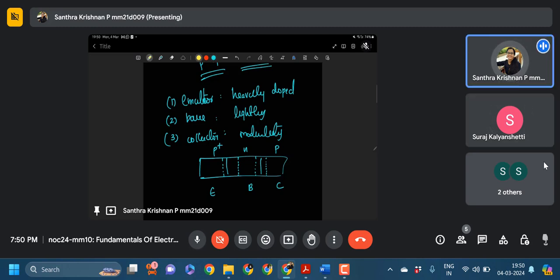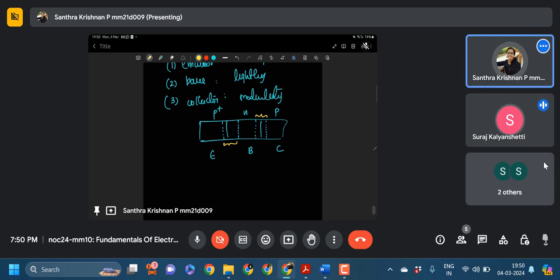And I think for BJTs and FETs, usually you get only logical questions. It won't be much of numerical questions, I think. But for MOSFETs, I think you may get numerical problems as well.